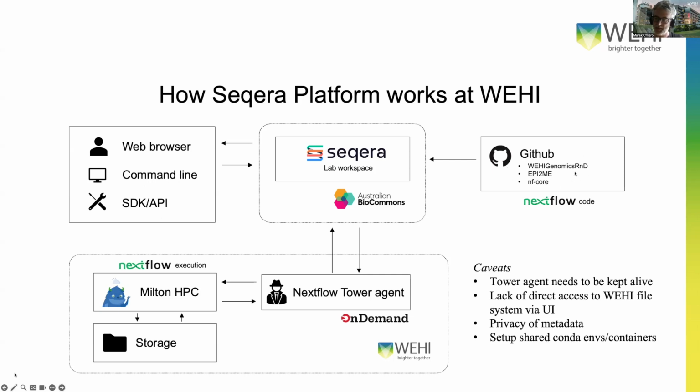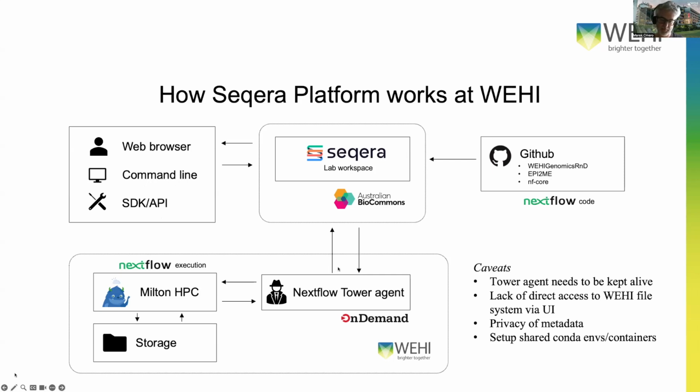And we keep all of our code in our GitHub. So we have a WeHi Genomics R&D, and then it's really easy to just import all of our workflows. We can easily just add a new pipeline and link that from the GitHub. We also run some Epitome pipelines for nanopore data, and NF Core is always nice to have.